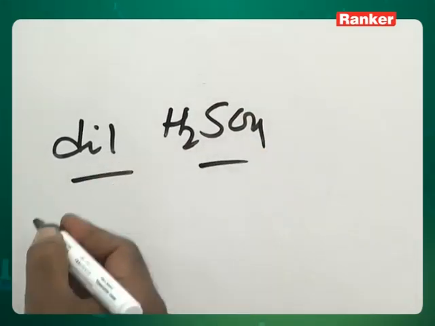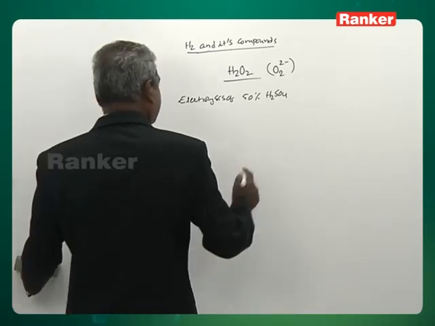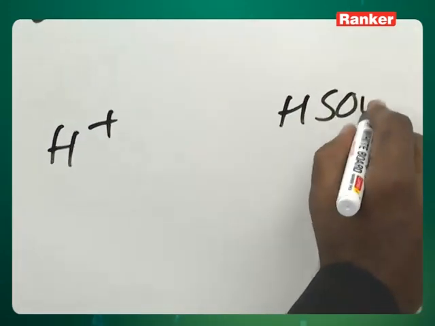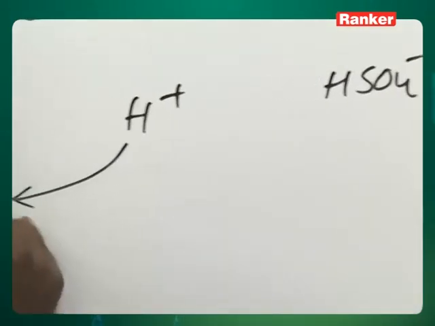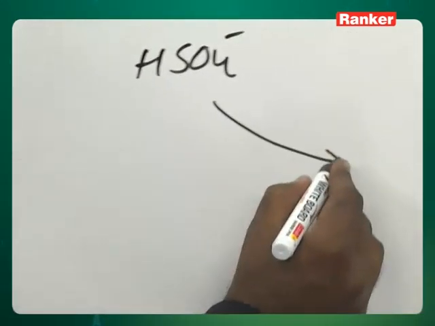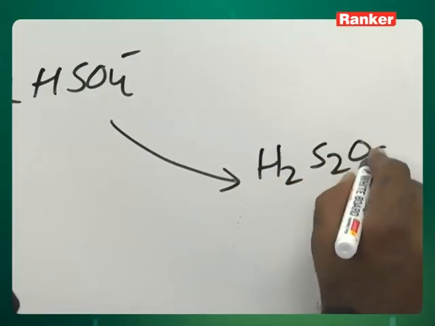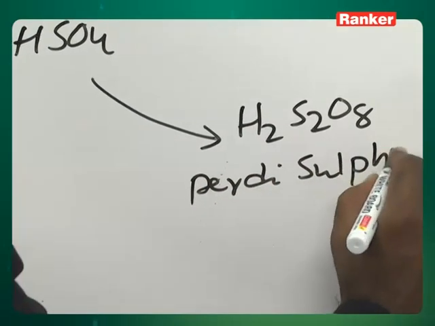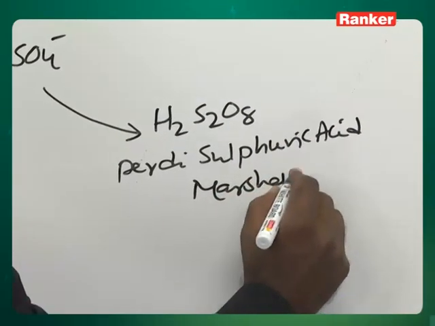Some water is added. So 50% H2SO4 will undergo partial ionization. It produces H plus and HSO4 minus ions. H plus ions are liberated at the cathode. You get H2 at the cathode. And this HSO4 minus goes to the anode, and it will become H2S2O8, which is called per-disulfuric acid, also called Marshall's acid.